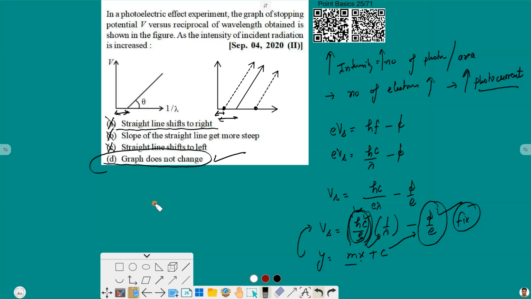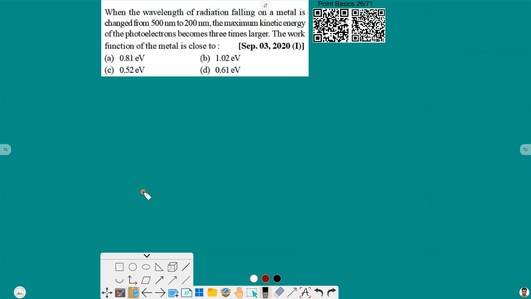So let us move to the next one. When the wavelength of radiation falling on a metal is changed from 500 nanometer to 200 nanometer, maximum kinetic energy for electrons becomes 3 times larger. The work function of the metal is close to, we have to find out.